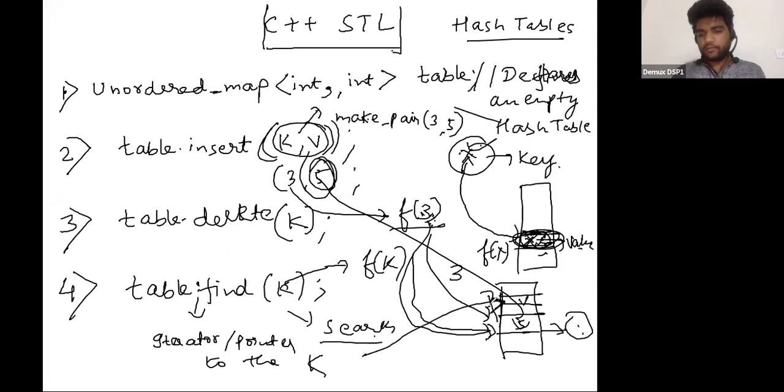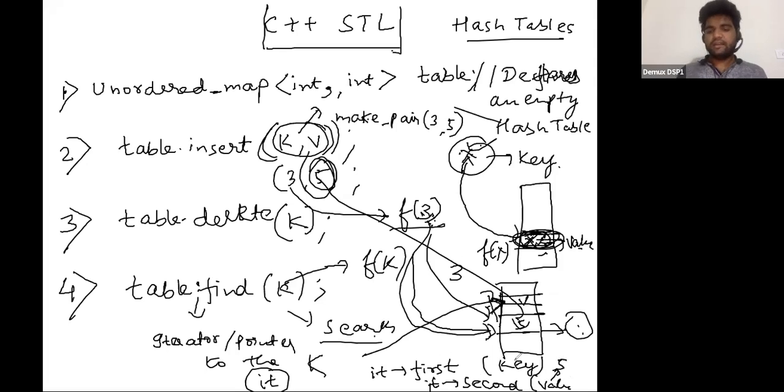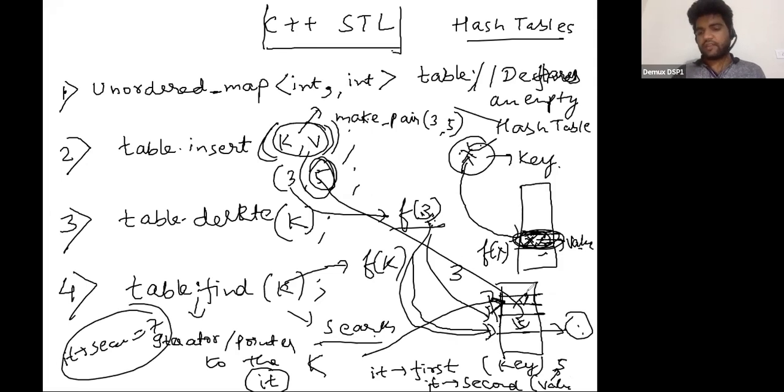Now, once you have that pointer, let's say this pointer is IT, then you could do IT arrow first. This will give you 3, the key. And you could do IT arrow second, which will give you the value, which is 5 here. These are just interfaces that C++ defines. Once the pointer is there, you can change it. So if you do IT arrow second equals 7, you have changed the value of 5 to 7 now.